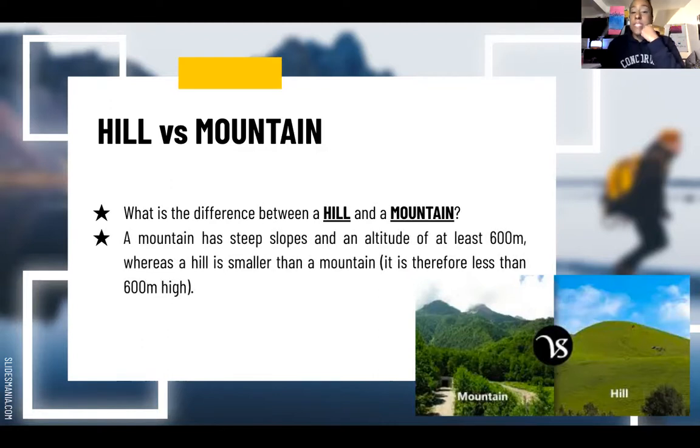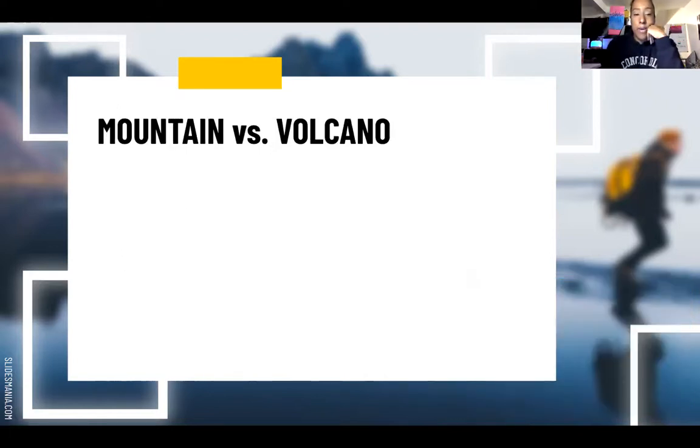So a mountain has steep slopes, right? So steep, not like this, like that. It's very hard to climb. And it has an altitude of at least 600 meters. A hill is smaller and its summit, the top part, is a little bit more rounded and not as pointy as a mountain.